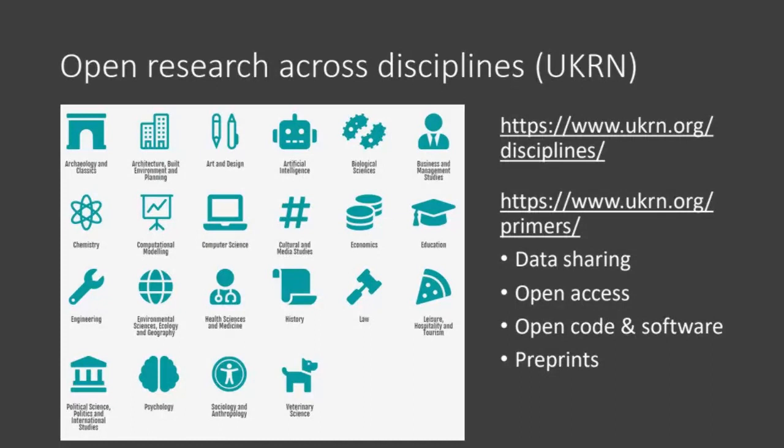A colleague of ours, I'm trying to think which one he would have done, is our local lead for UKRN. So there's lots of information there, and it's also worth looking at the primers on the UKRN site. They have primers on data sharing, open access, open code and software, and preprints, and some of the stuff that we've been talking about today.